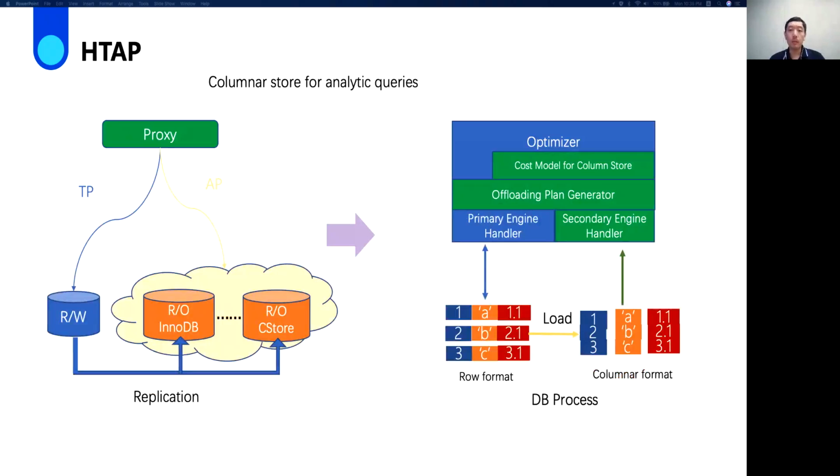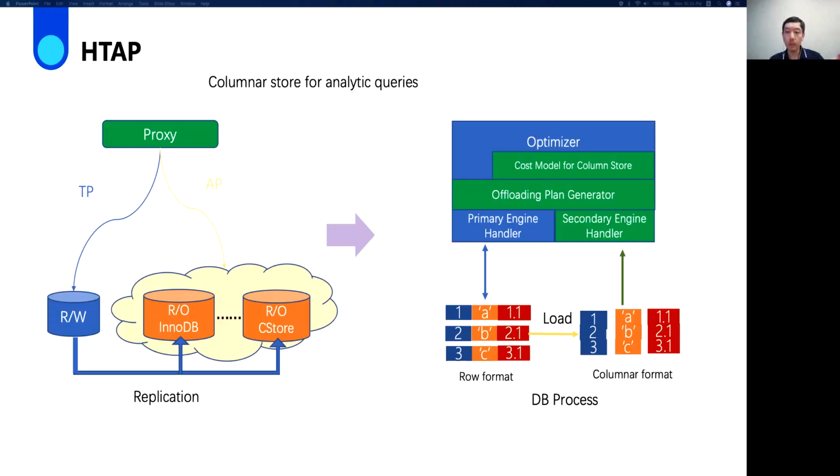HTAP is another popular topic right now. The traditional T+1 solution connecting a TP system with an AP system through the ETL channel might not be a good solution for some real-time applications. Many products are building HTAP functionality. We also created a columnar-based engine to speed up analytical queries.